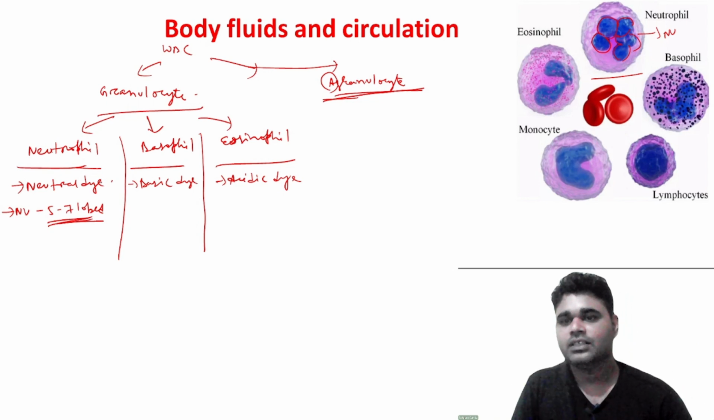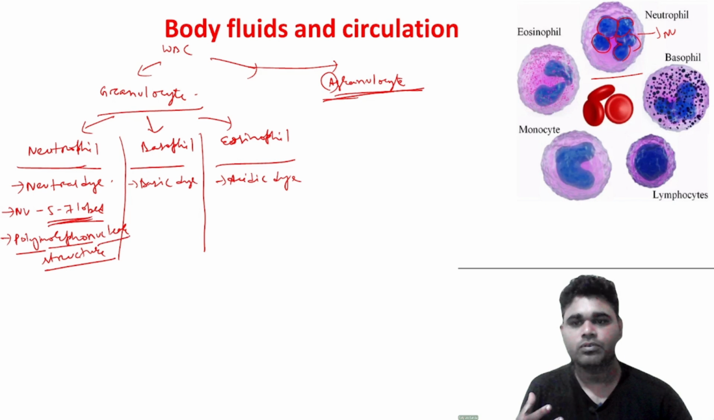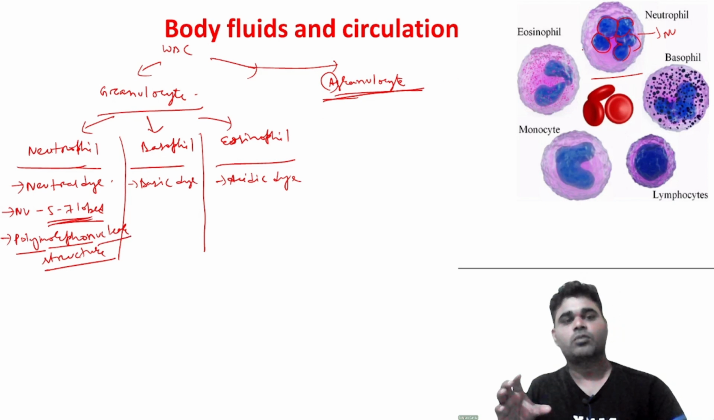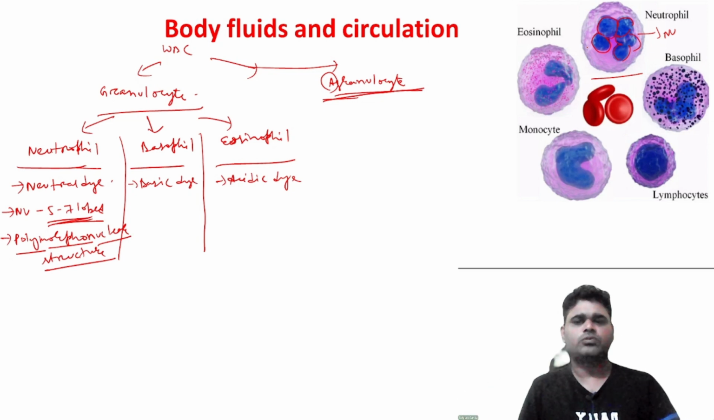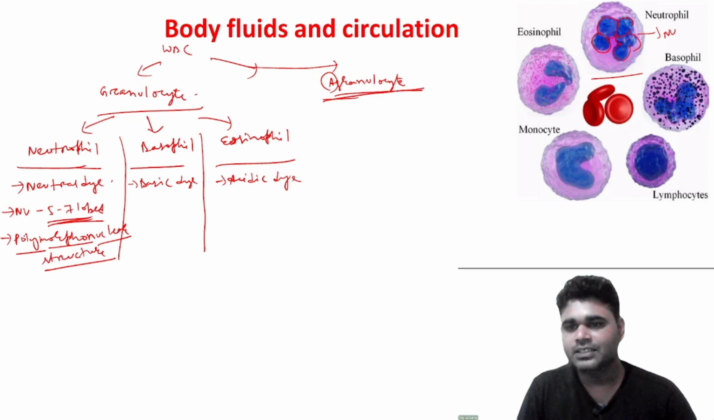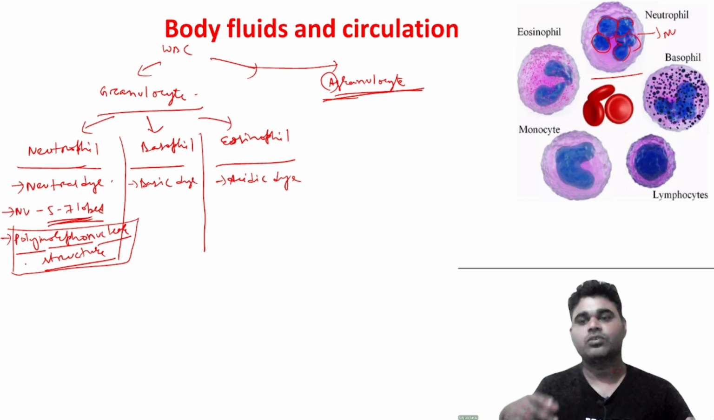That is why the neutrophil is also called the polymorphonuclear structure. Poly means many, morpho means morphology, and nuclear means the nucleus, because here the morphology of the nucleus is a much more lobed structure. So that is why this very hard term, polymorphonuclear structure, is the other name of the neutrophil.